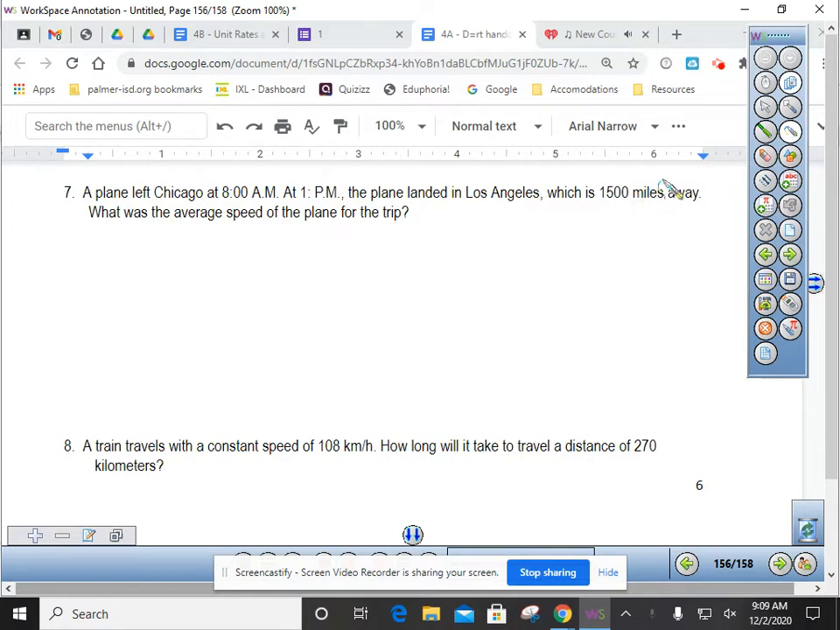Okay, we're going to move on to number 7. A plane left Chicago at 8 a.m. At 1 p.m., the plane landed in Los Angeles, which is 1,500 miles away. What was the average speed of the plane for the trip?